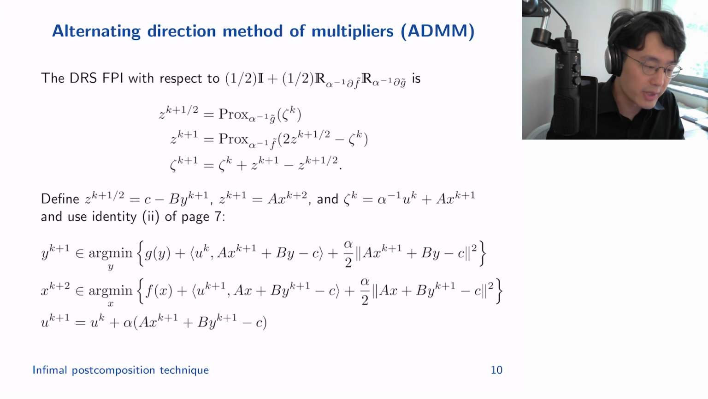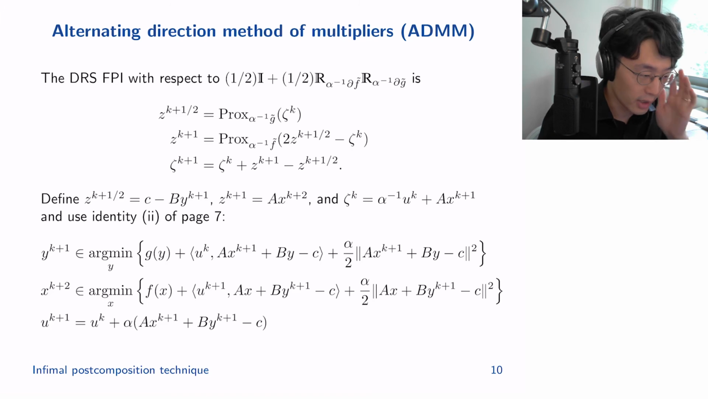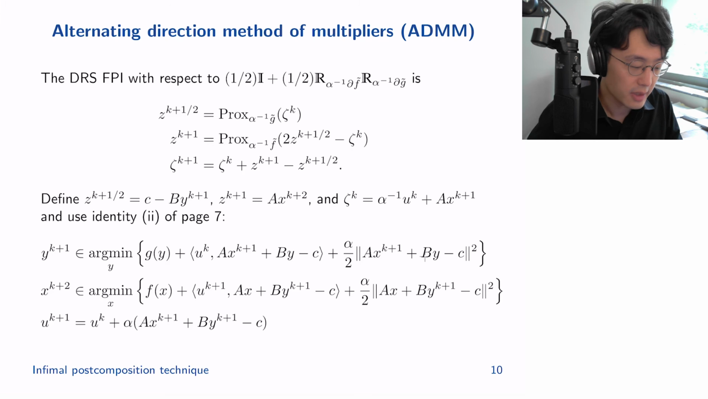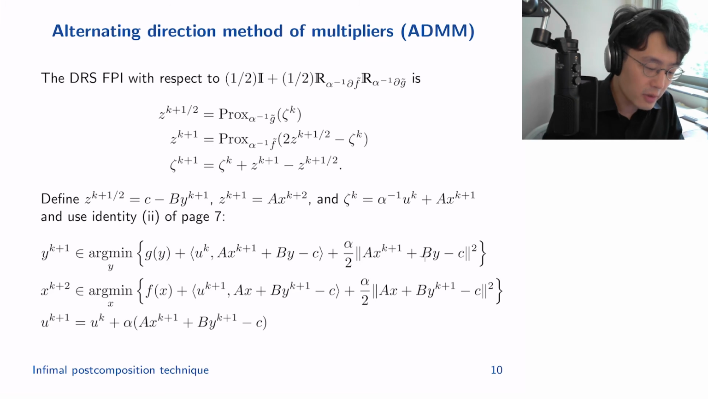And as a consequence, when we substitute everything in, this three-line expression of the DRS FPI becomes this three-line expression where we have the iterate y^{k+1}, and then x^{k+2}, and then u^{k+1}. Now this choice of indexing is somewhat intentional, and if you note that the x^{k+2} update depends on u^{k+1} and y^{k+1}.